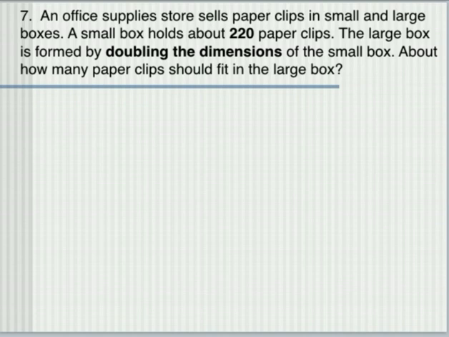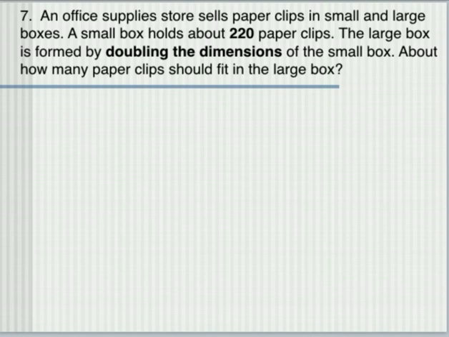Last question. So a small tip, and then you're going to try the rest on your own. An office supply store sells paper clips in small and large boxes. A small box holds about 220 paper clips. The large box is formed by doubling the dimensions of the small box. About how many paper clips should fit in the larger one?